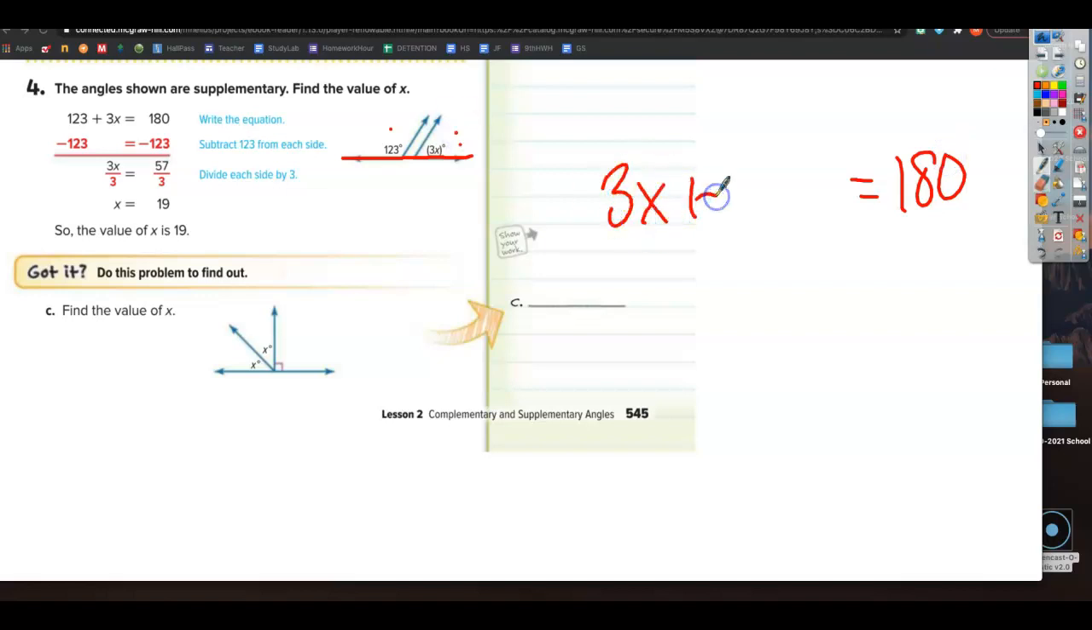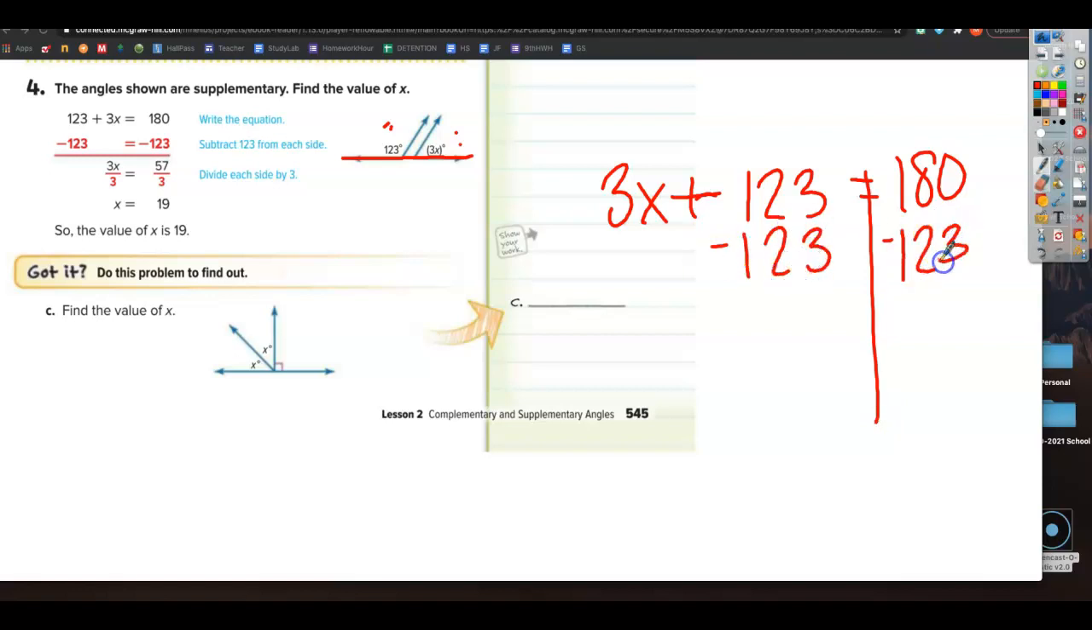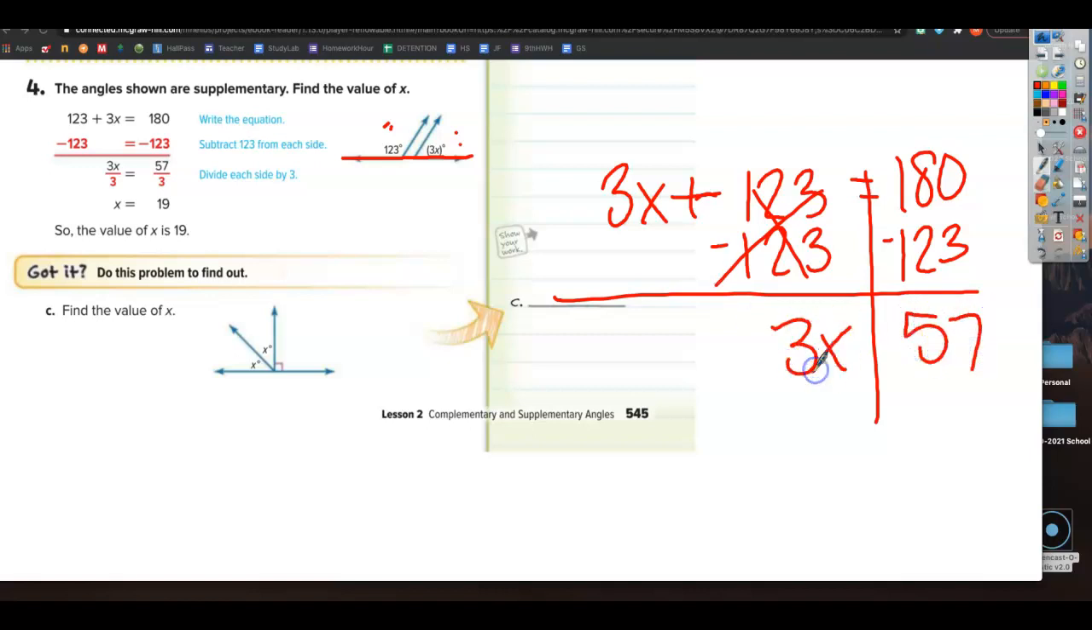Plus, what's the measure of this one? What would I do first to solve? What do I get? Use your calculators. 57. And I'd still have 3x, so then what would I do? Divide by 3, and what would I get? X equals 19. Questions on that?